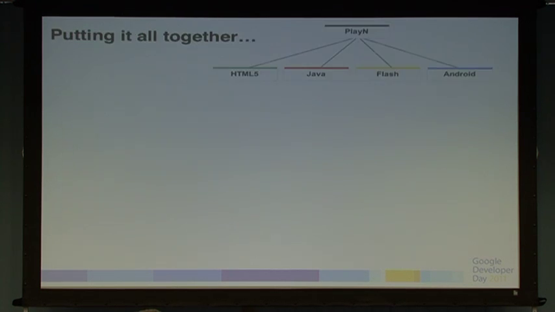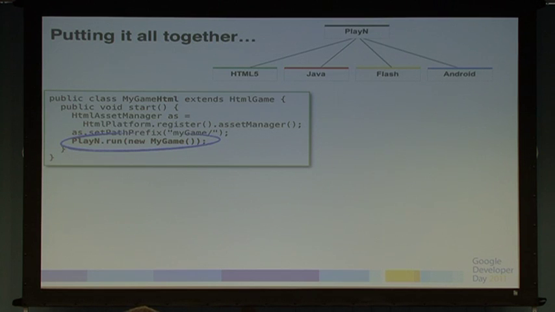So now let's put this together. So we have PlayN, we have implementations on now at least 4 different platforms. There is one place in your code where you have to do something that is platform specific, and that's this little bootstrap. And you see here it's 2, 4, 6, 8 lines of code. 2 of them are parentheses, so it shouldn't be too hard. And what you see here is the HTML5 version. And there we have an HTML asset manager, and we set a specific game path that's unique to the HTML5 version. And then we call PlayN.run, and we pass it a new instance of my game. That's that class that was in the previous slide.